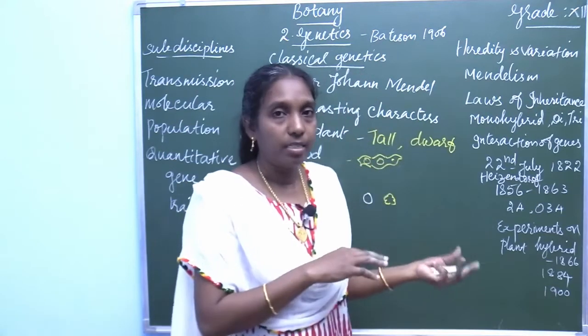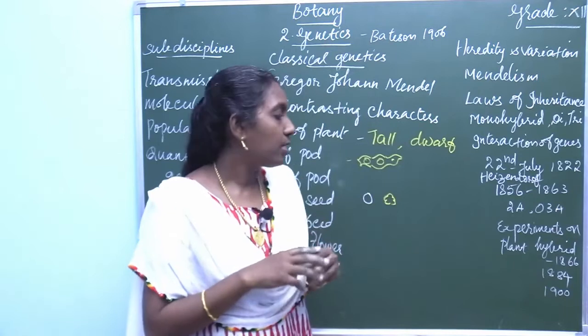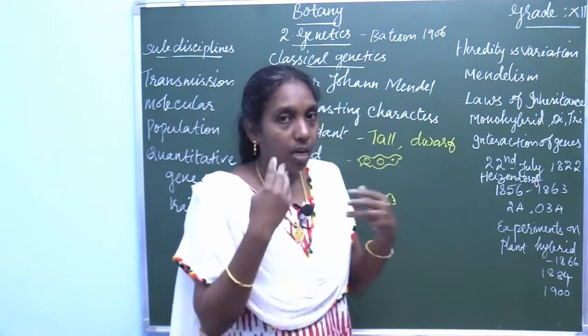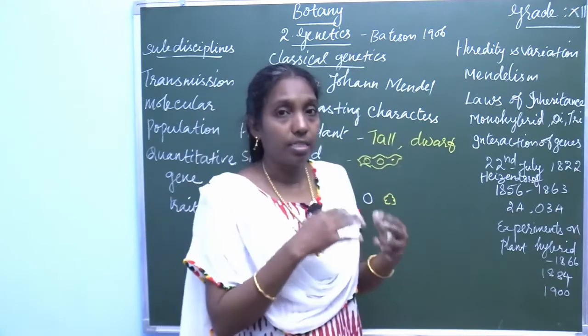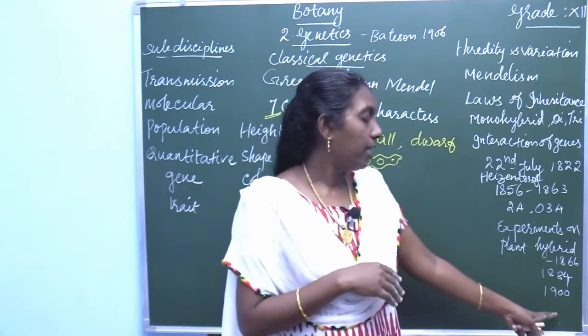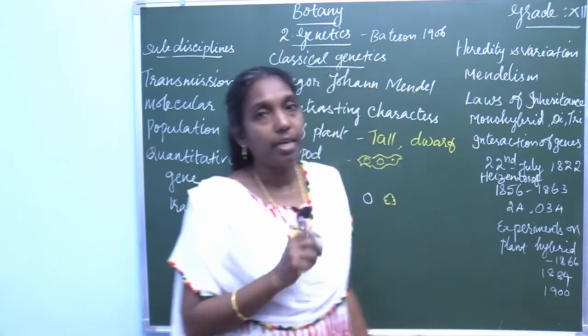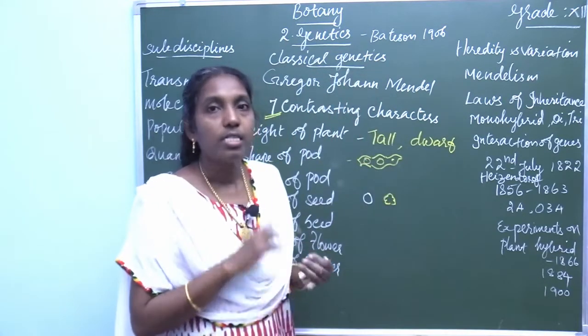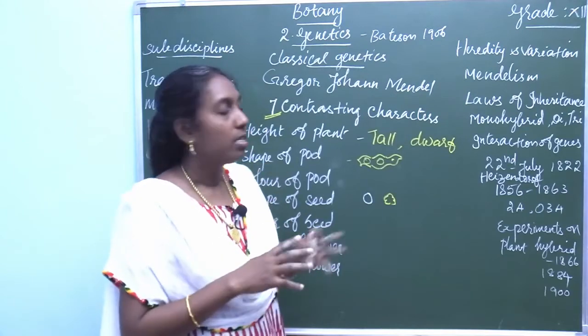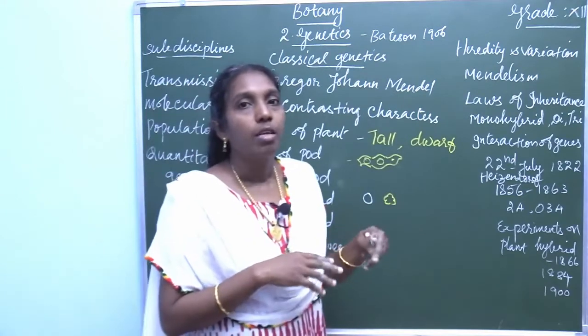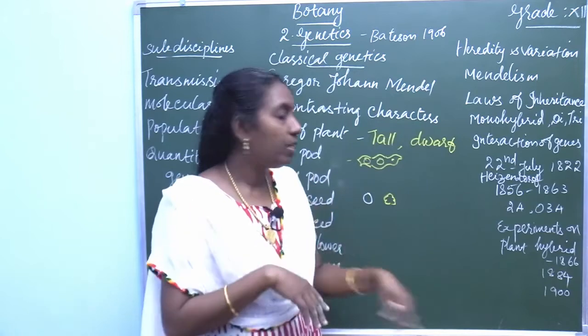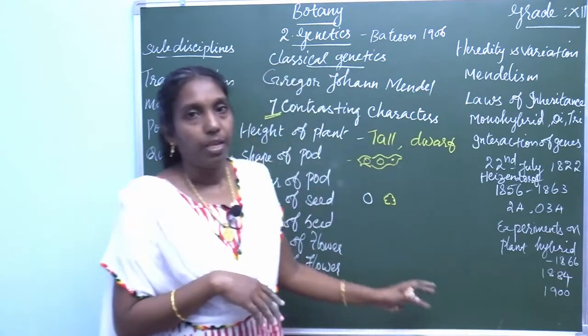After his death, 3 scientists rediscovered his work in the year 1900: Karl Correns, Hugo de Vries and Tschermak. These are the 3 biologists who rediscovered Mendel's discovery.